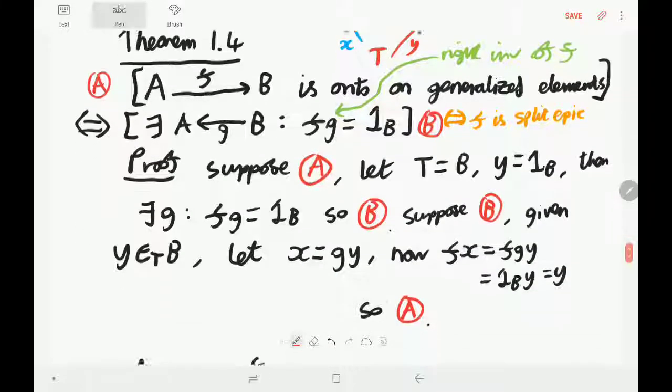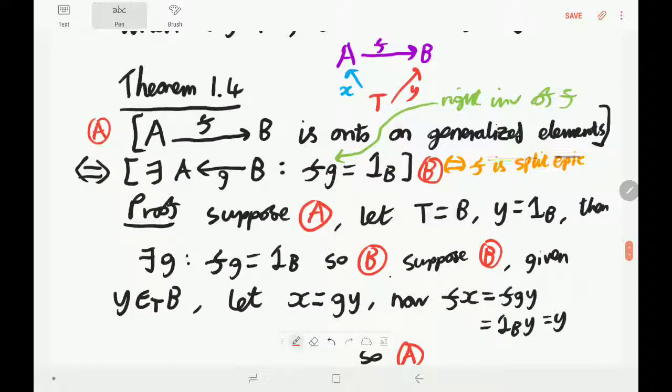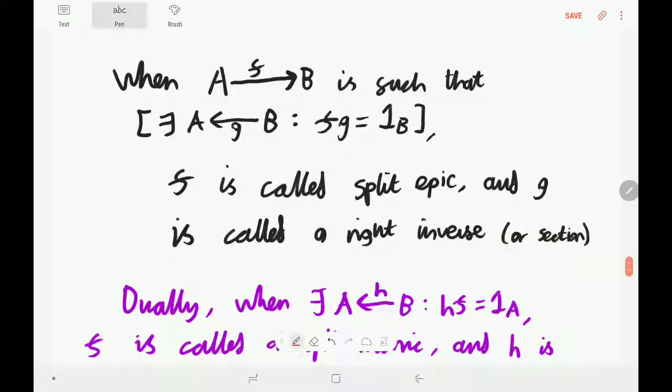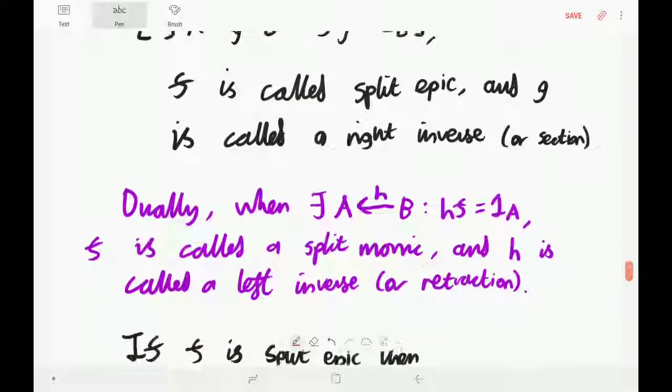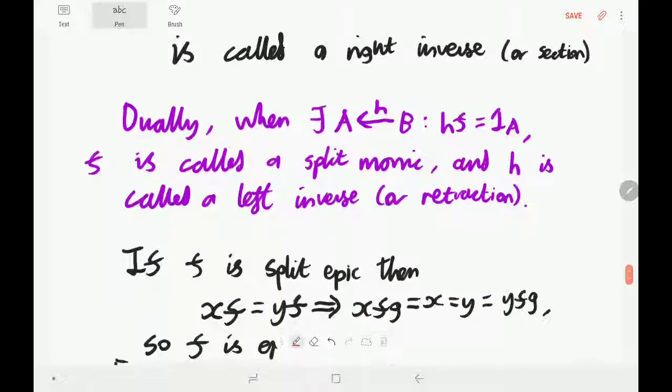So we've shown A implies B and B implies A. And as I say, this statement B here is equivalent to saying F is split epic, and a G like this is called a right inverse of F, or it's also called a section of F. Okay, there's a dual notion, and it has a dual kind of proof, which I'm not going to go through, but the dual notion is that when our F from A to B has an H from B to A, such that HF equals 1A, then F is called split monic, and H is called the left inverse or retraction of F.